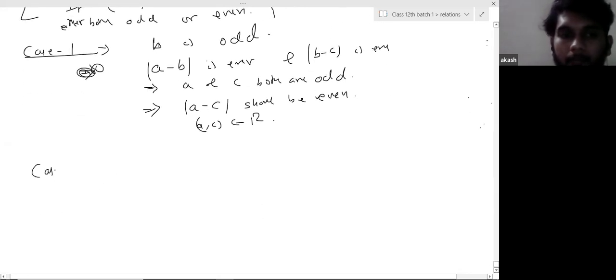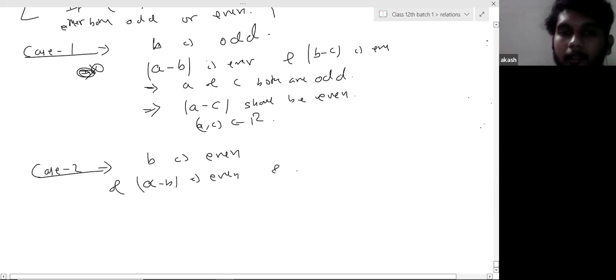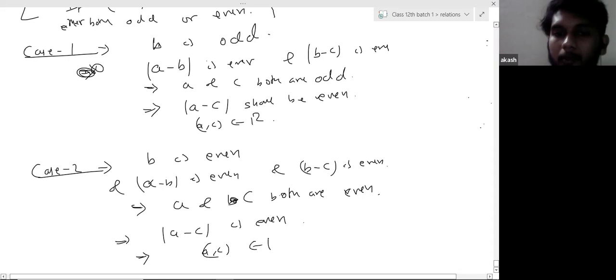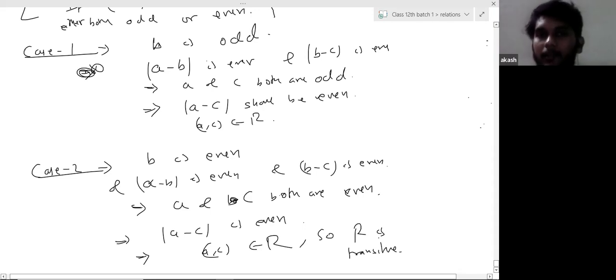Case 2: b is even, and a minus b is even, and b minus c is also even. This implies that a and c both are even. This implies that a minus c is even, right? Subtraction of two even numbers is always even. So this implies that (a, c) belongs to R. So R is transitive. Is this thing clear or not, everyone?